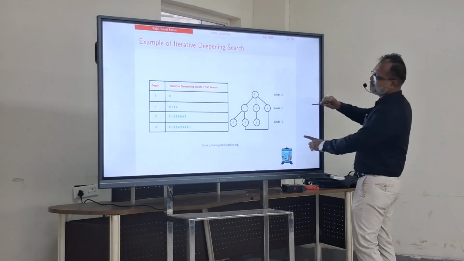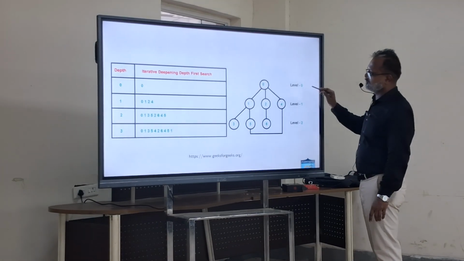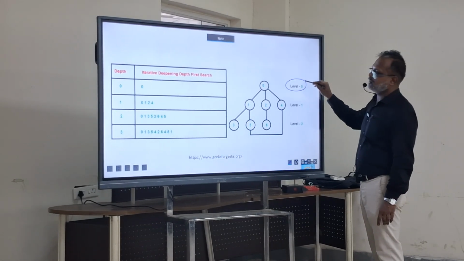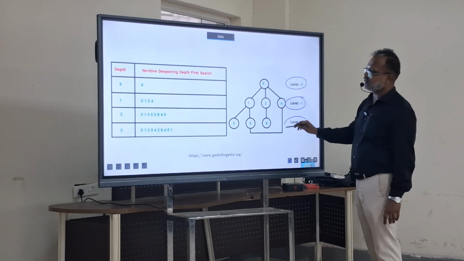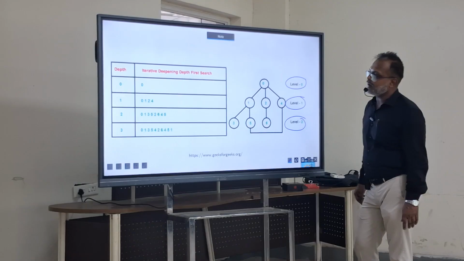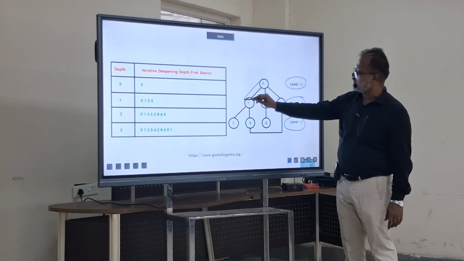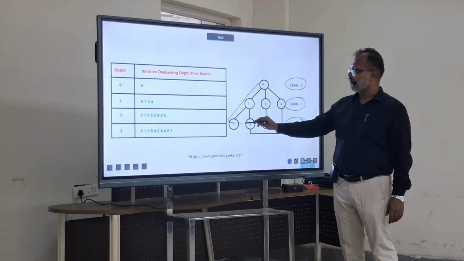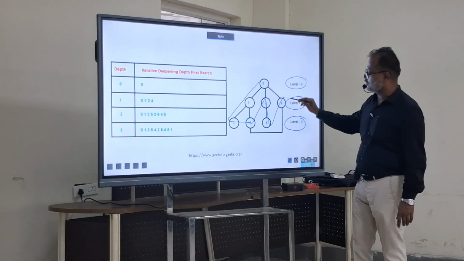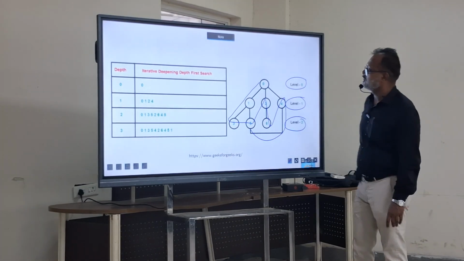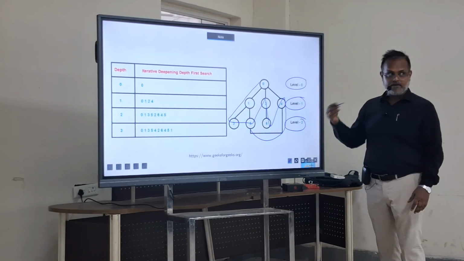So this is iterative deepening. As you see here, first level 0, then level 1: 0, 1, 2, 4, then level 2: 0, 1, 3, 5, 2, 6, 4, and again 5. So at every level you are going to the depth.